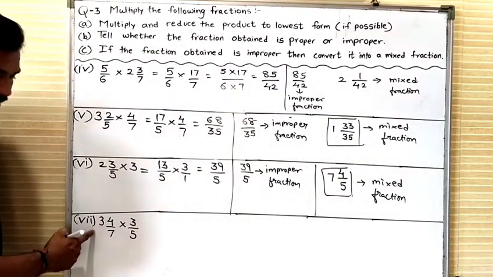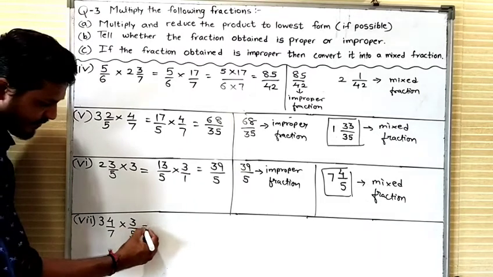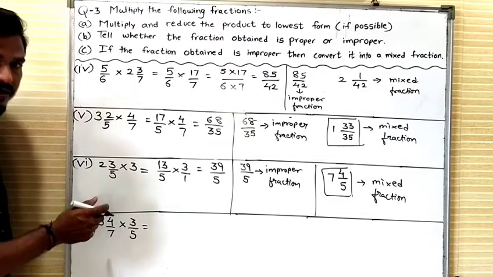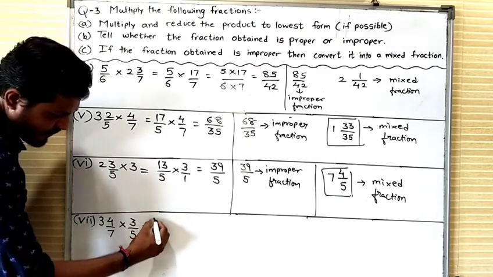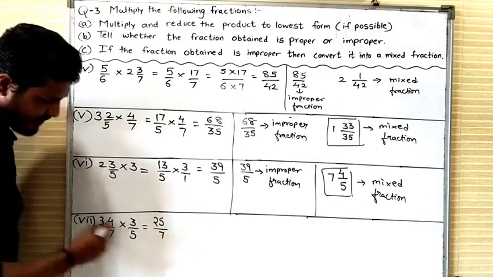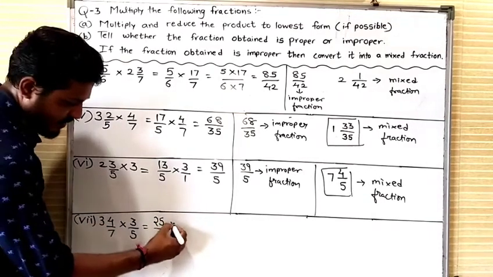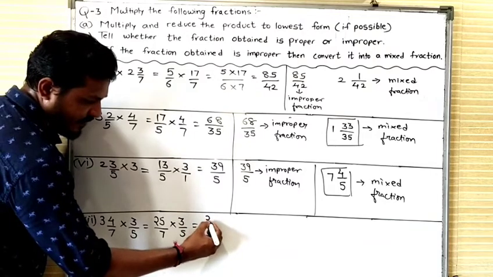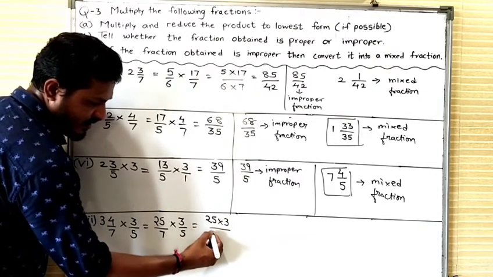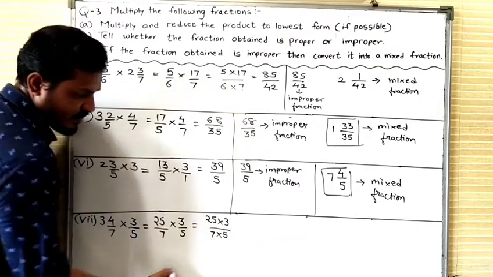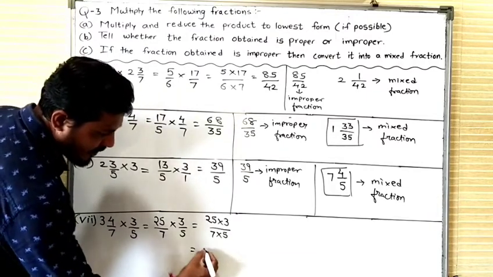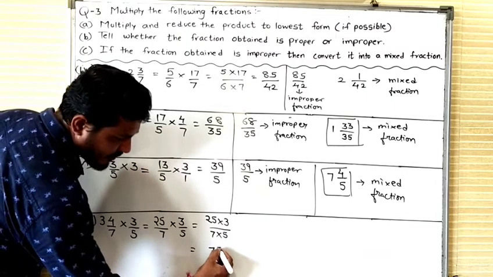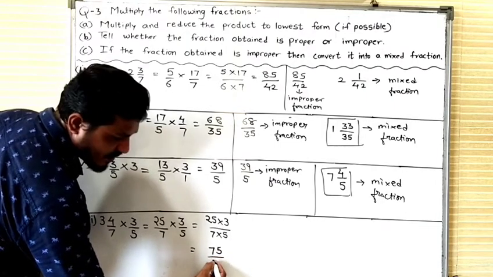Then 3 integer 4 by 7 into 3 by 5. So convert it. 3 7s are 21. 21 plus 4, 25 by 7. Then multiply by 3 by 5. Now multiply 25 3s are and 7 5s are. Now let us do it over here. 25 3s are how much? 75, and 7 5s are 35.